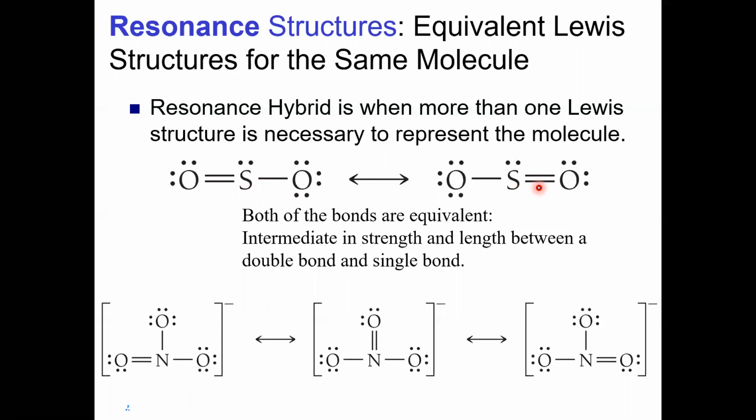A double bond is actually shorter than a single bond, and these bonds are somewhere in the middle. They're not quite as short as a double bond, but they're not quite as long as a single bond. Here is another one of our molecules that actually has 3 different resonance structures.